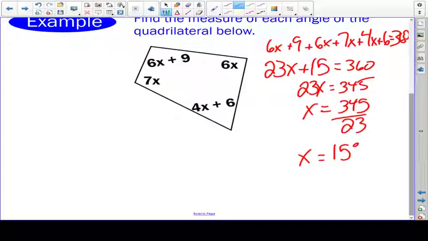Lots of times when we find x, that is our answer. But this question isn't asking us to find x. It's asking us to find the measure of each of the angles. So we have to plug in 15 for x and figure out each of these angles. One of the angles is 6x. That's 6 times 15, which is 90. So that angle is 90. This angle over here is 7x. That's 7 times 15, which is 105 degrees.